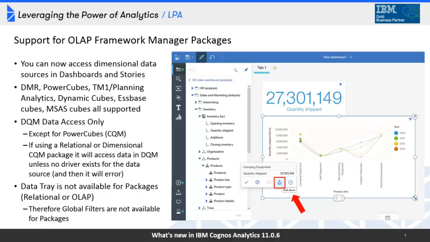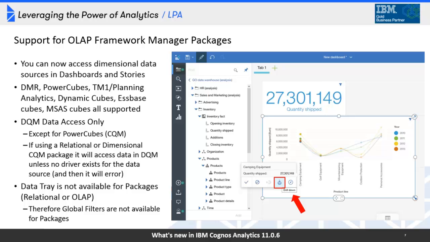Just like in Release 5, when you use a package in Release 6, whether it's relational or OLAP, the data tray button down here in the bottom, which you use in a dashboard to create global filters for all visualizations created from a particular source, is not available. You cannot create global filters against a package, but you can use a package, which was a big improvement in 11.05 with relational, and now an even bigger improvement in 11.06 with dimensional.